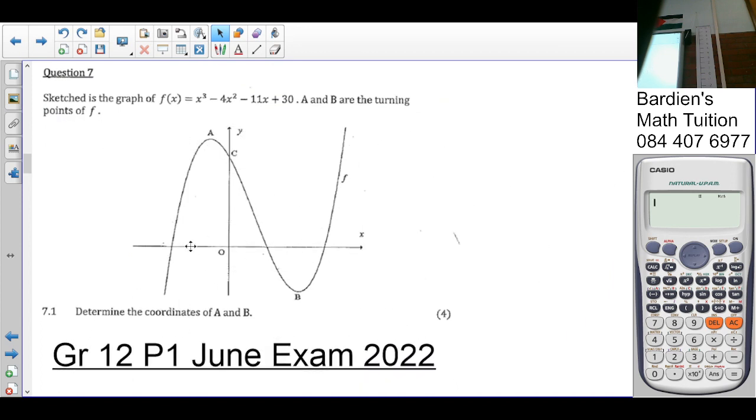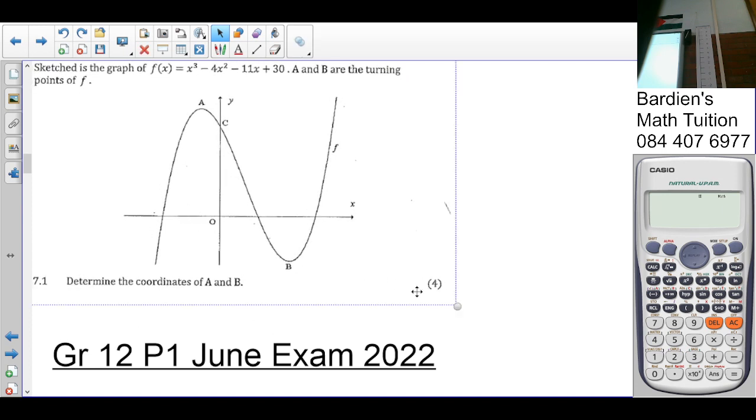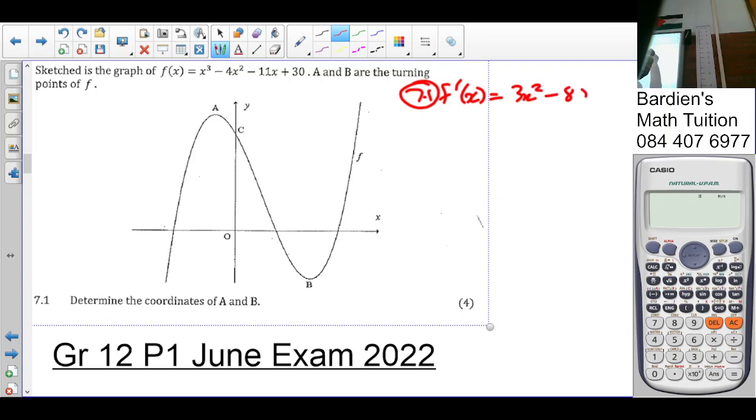In question 7, we are told to sketch the graph of f of x equals x cubed minus 4x squared minus 11x plus 3. A and B are turning points of f. Determine the coordinates of A and B. So how do you work out the turning point? First derivative. Set it equal to 0. So f prime x equals 3x squared minus 8x minus 11. Set it equal to 0. So x works out to be one of 2 values.